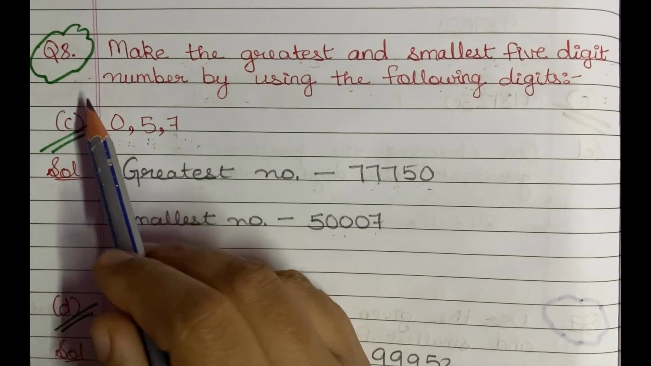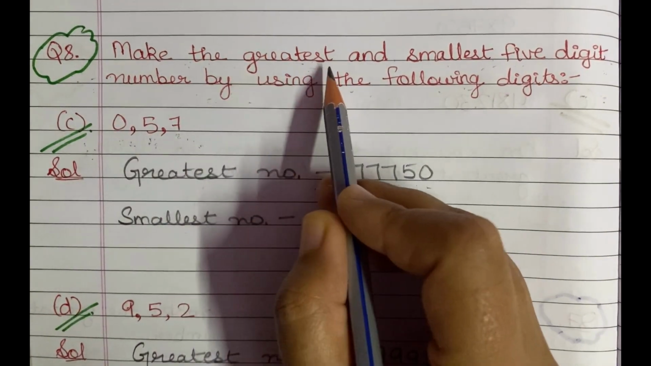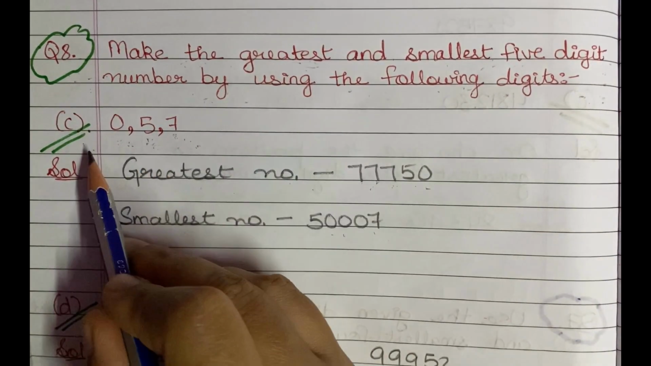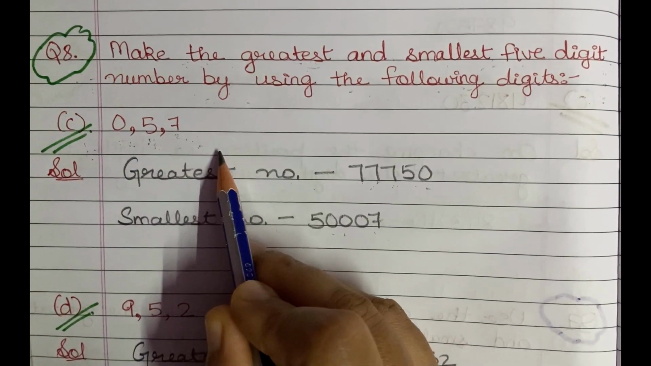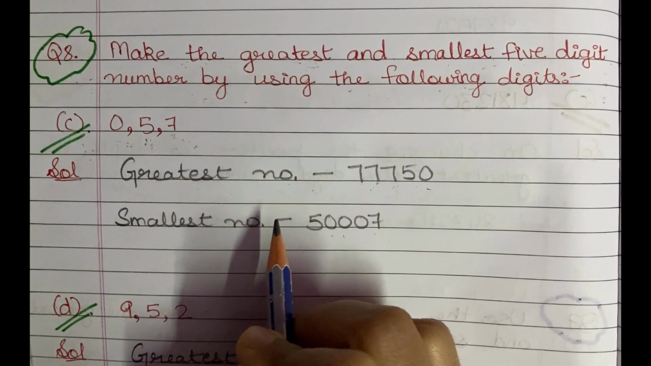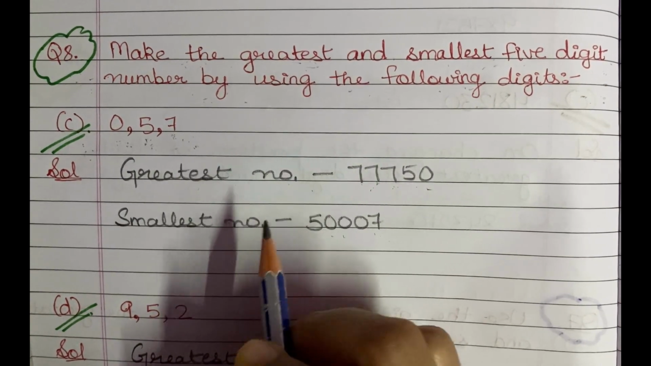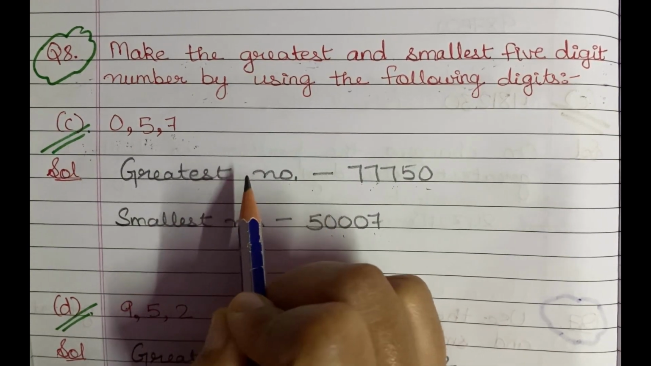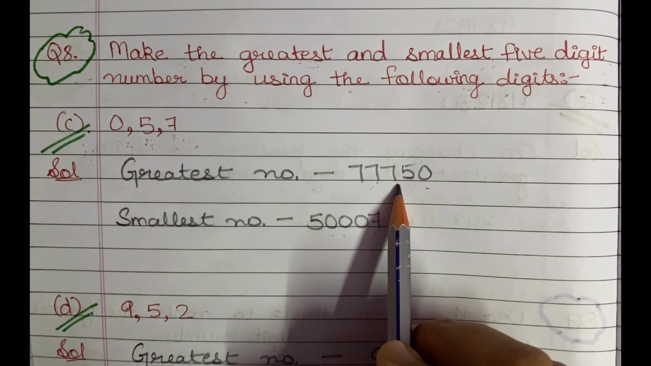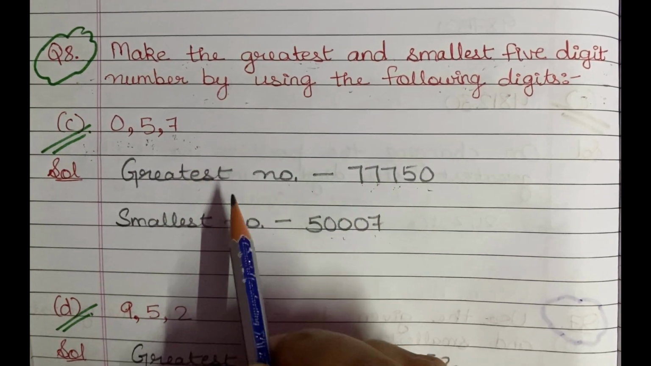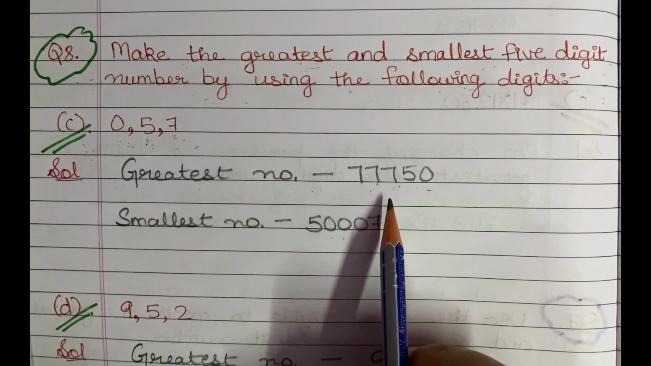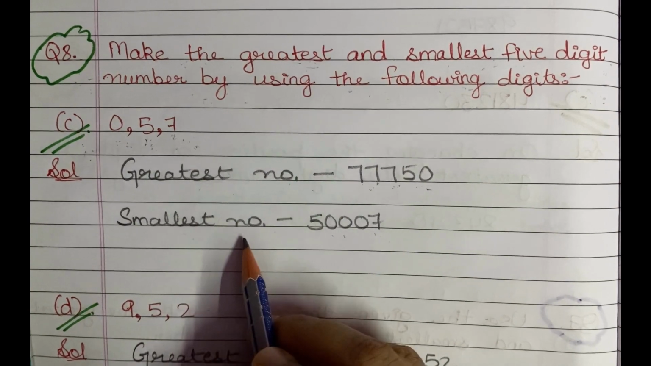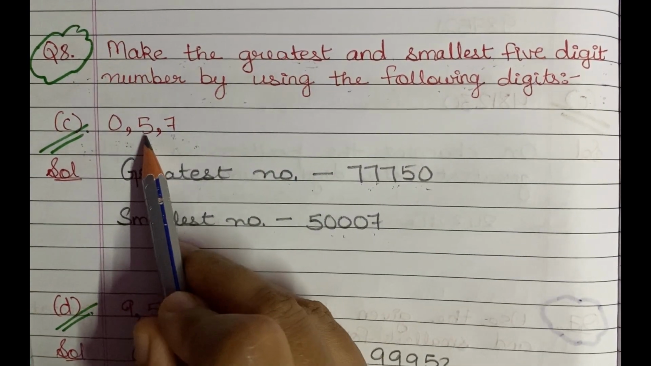Next is question number 8, and question number 8 says that make the greatest and smallest 5-digit number by using the following digits, and C part says that 0, 5, 7. Now students, here we are having 3 digits with us, but we want to write down the greatest 5-digit number. So for writing the greatest 5-digit number, we will repeat the greatest digit 3 times, and then we will write the remaining digits in descending order, and on doing so we will get 77,750 as an answer.